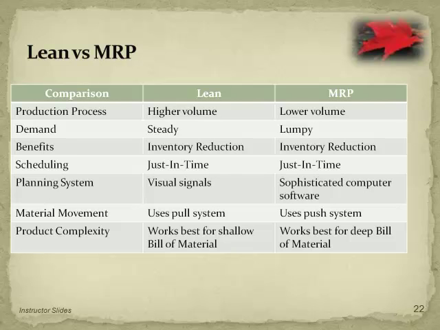A lean type environment would never work where we have 3,000 parts. Remember, we can't afford to have a disruption. You can't afford to have a part shortage. If you have 3,000 parts, you're going to have part shortages. There's just no way of getting around that.